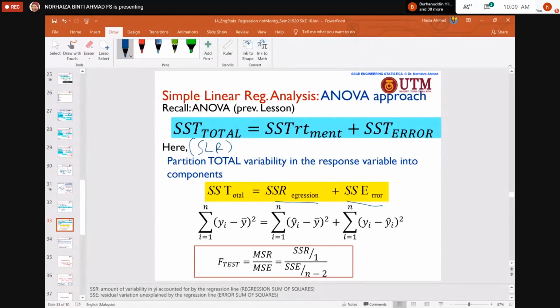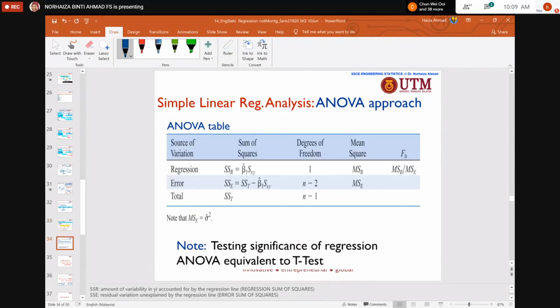Which can be translated to a test statistic, the F test. Earlier it was the t test, now it is the F test: the mean squares of regression divided by the mean squares of error. So when you do ANOVA, you need to build this ANOVA table. Can you see the difference? Here, your source of variation is now the regression, the error and the total. The formula is given by this, and again the formula is also available in your statistics table.